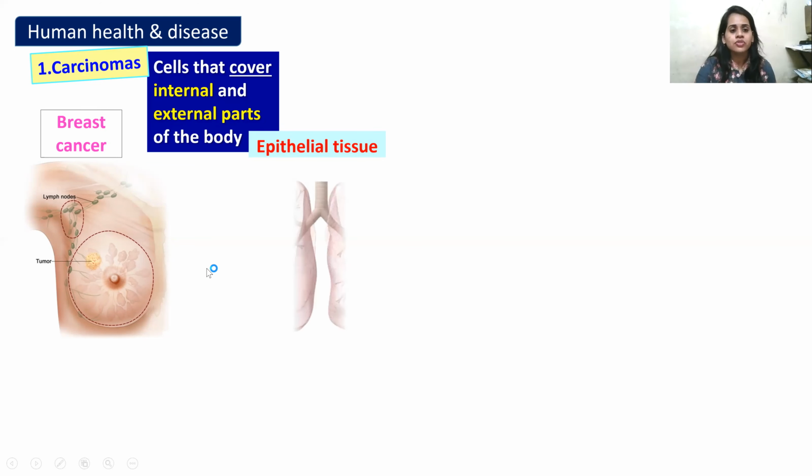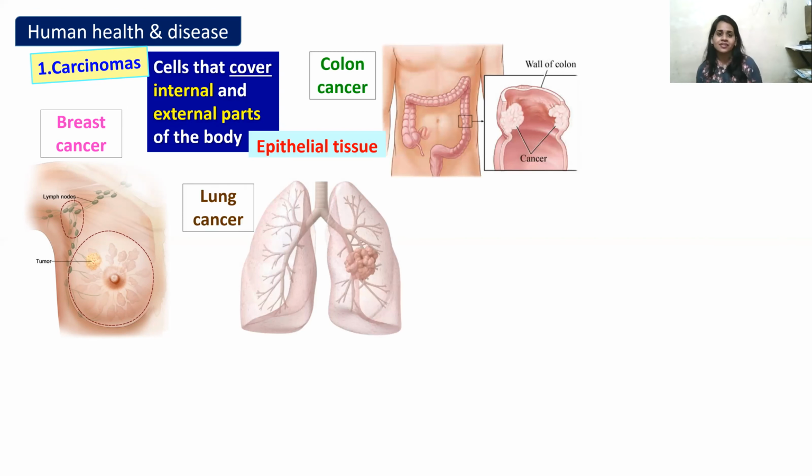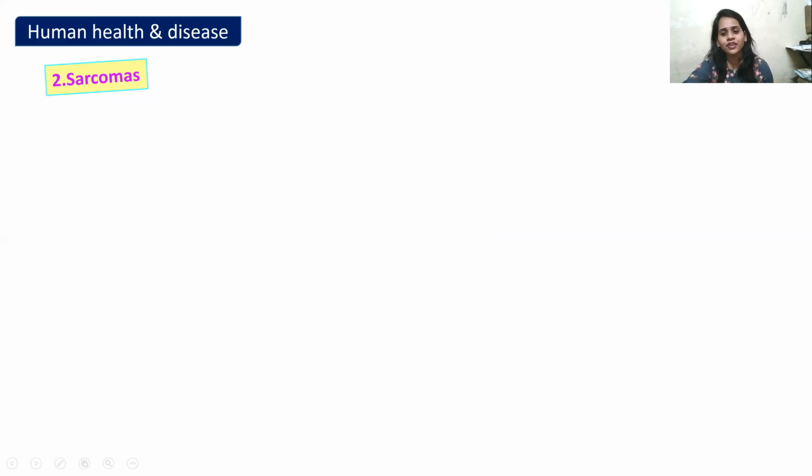So the examples here are breast cancer, lung cancer, and colon cancer, which are the common examples. You already know that women are more prone to breast cancer, right? So yes, breast cancer is a kind of epithelial tissue cancer. So carcinoma is the cancer of your epithelial tissue. Coming to the next type, that is melanoma. Melanoma is also a kind of epithelial tissue cancer. So what happens here? There is a cancerous growth of melanocytes like this. Okay, the melanocytes, the cells which secrete melanin, see how their growth happens. That leads to melanoma, which is a kind of carcinoma.